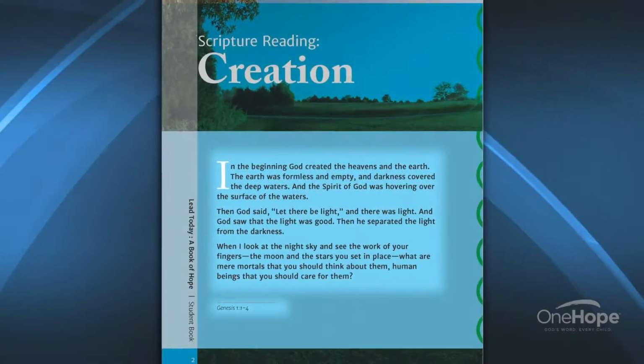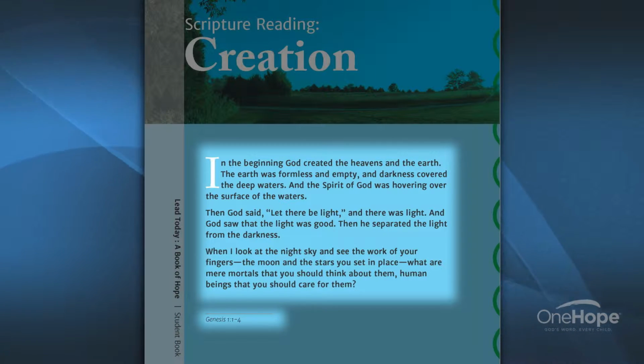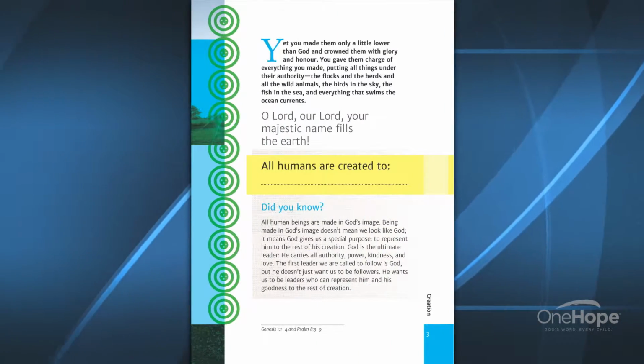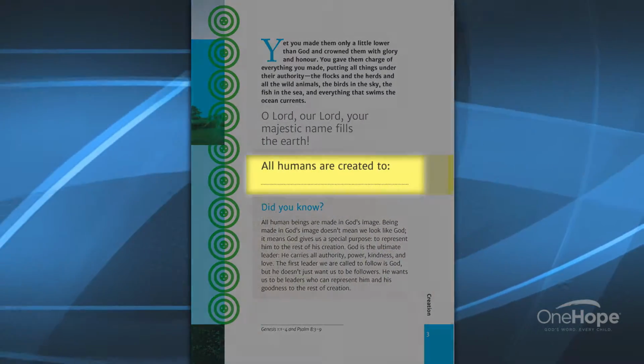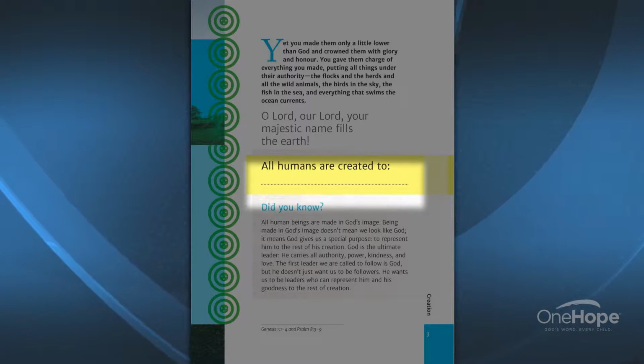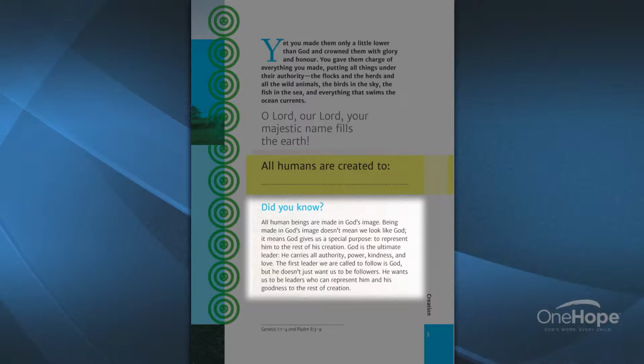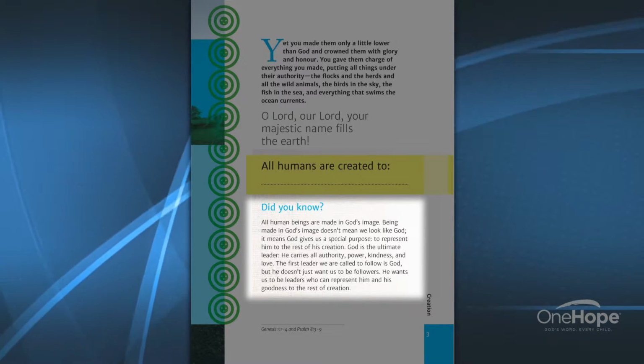Here are some special features of the student book. Scriptures for every lesson and references to the biblical stories are at the bottom of the page. And there are sections for note-taking by the students. There are interactive activities such as filling in the blank and quizzes. There's a section also for Did You Know? These are brief segments that highlight interesting features in the biblical story.